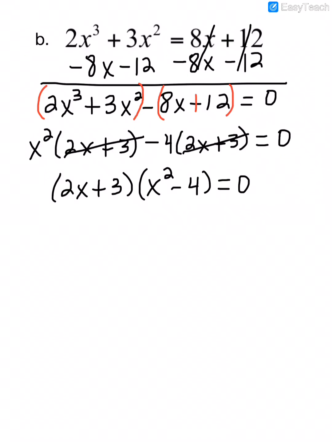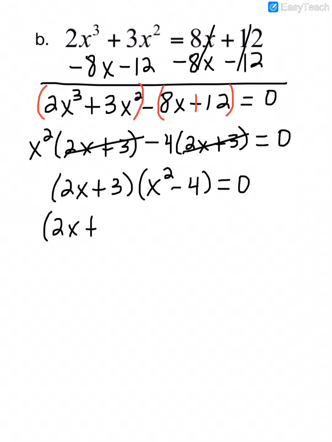Okay, so now I can take each factor and set it equal to 0. If I look across here and I see that I can factor any farther, then I would want to continue factoring. Well, this can be factored again. I could do that, or I could go ahead and set it equal to 0 and use the square root method to finish solving this. But since it said to solve by factoring, let me go ahead and factor that.